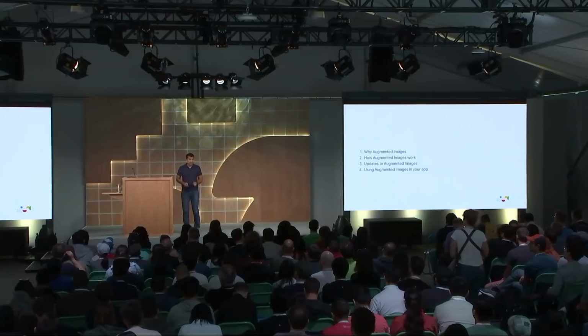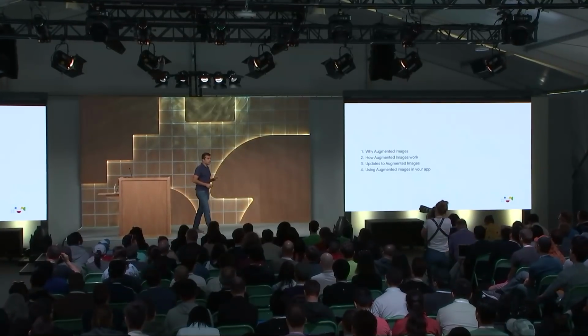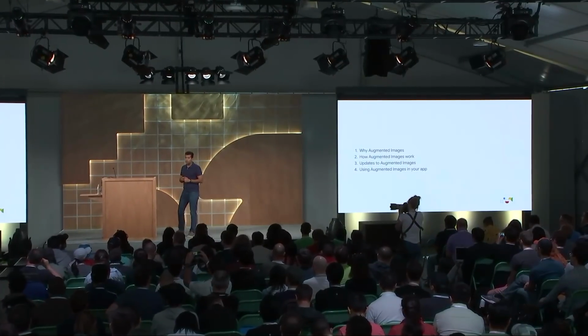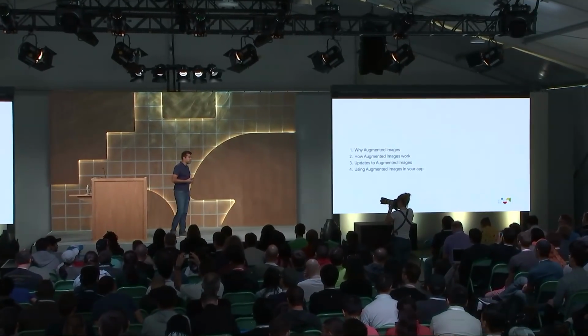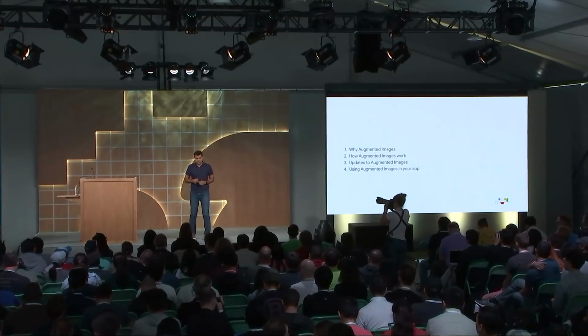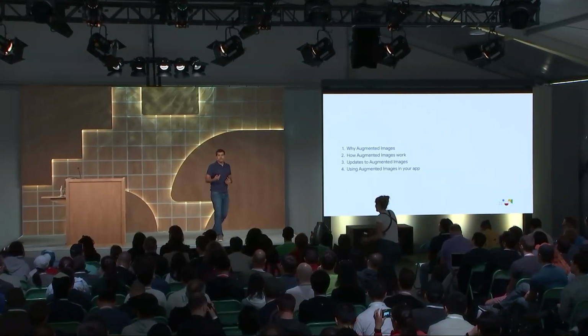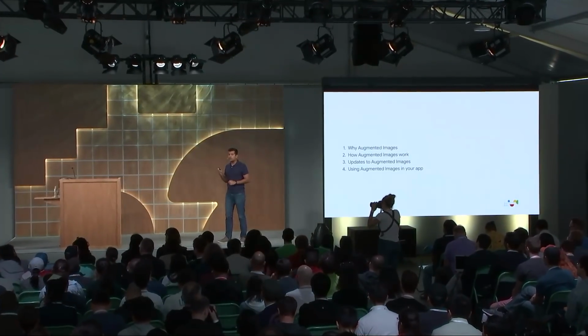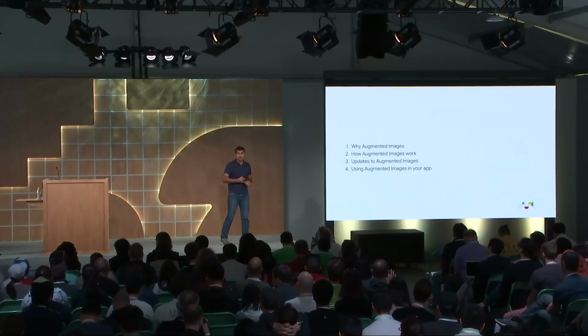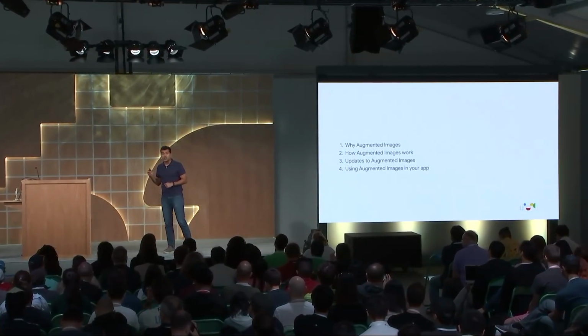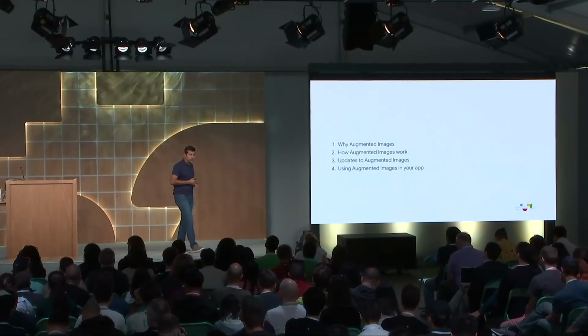For the next 15 to 20 minutes, we're going to go through 4 topics. The first one is the rationale behind augmented images. Why did we design augmented images? What's it good for? Number 2, we're going to talk about how augmented images works, and we're going to specifically talk about this in the context of 2 apps that we are showcasing here at I/O. Number 3, we're going to talk about a few significant updates that we are making to augmented images as part of the ARCore launch.